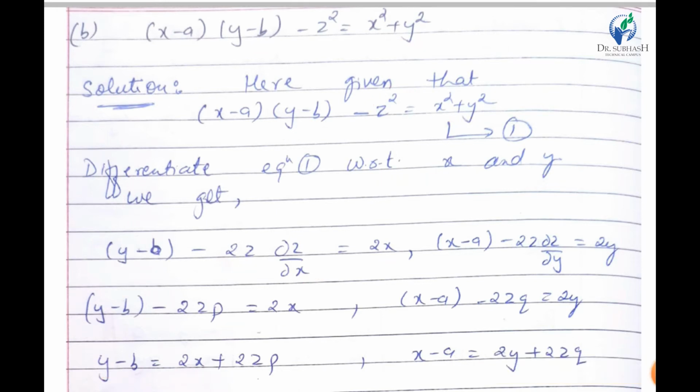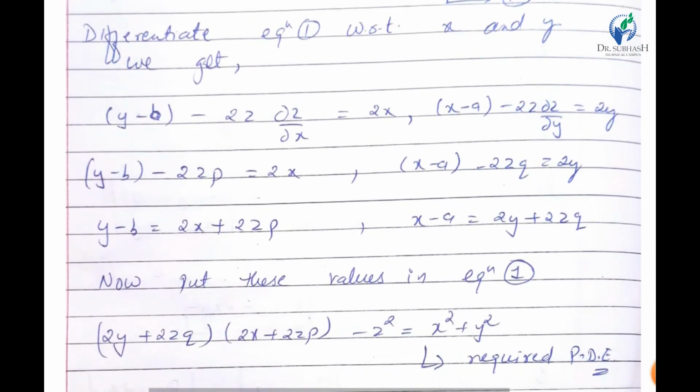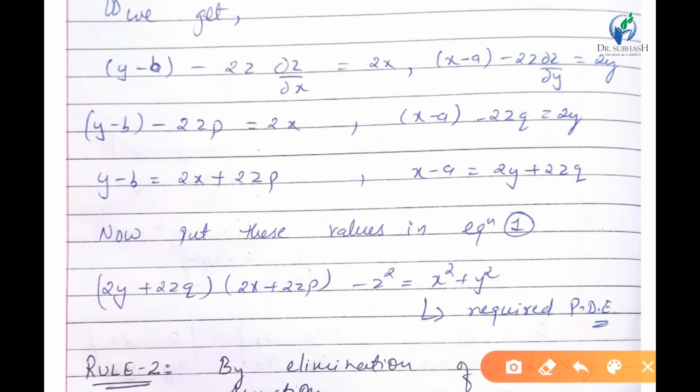Similarly, we differentiate with respect to y. So on differentiating with respect to y, we get x minus a minus 2z del z by del y is equal to 2y. Now del z by del y can be written as q. Rest of the term will be as it is. Now again here we find the value of x minus a. We get it as 2y plus 2zq.